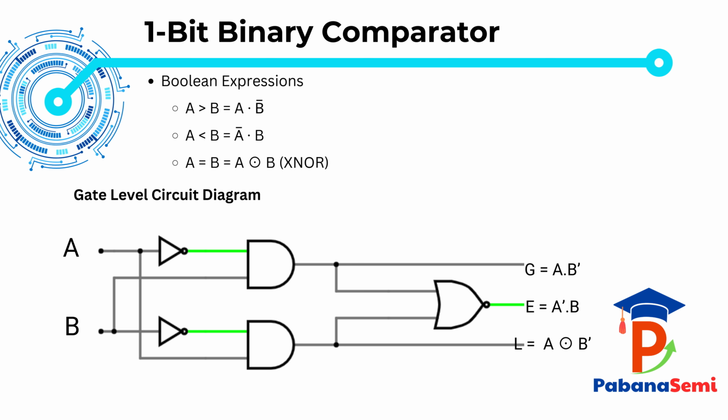Now look at the circuit diagram. We generate B prime using an inverter and feed A and B prime into an AND gate that produces G. Similarly, we generate A prime using another inverter and feed A prime and B into an AND gate that produces L. Finally, the equality output E is created using an XNOR behavior, meaning it goes high only when inputs match.